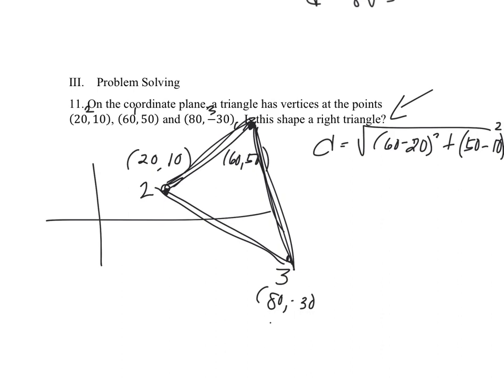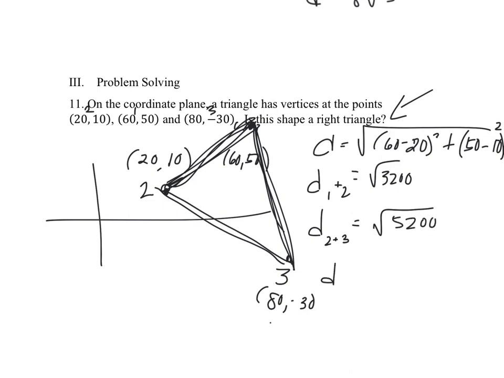You'll find out the distance between 1 and 2 is going to be the square root of 3,200. The distance between 2 and 3 is the square root of 5,200. And then the distance between 3 and 1 is the square root of 6,800. I'm not simplifying these. I don't need to, because I'm going to put them into my theorem. So that's the largest, so it has to be the hypotenuse.